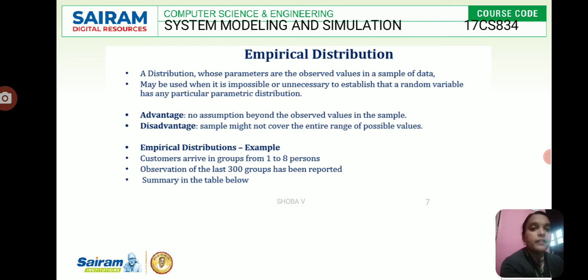An example they have given: customers arrive in groups of 1 to 8 persons, an observation of 300 groups has been reported, and we have a summary of those groups.